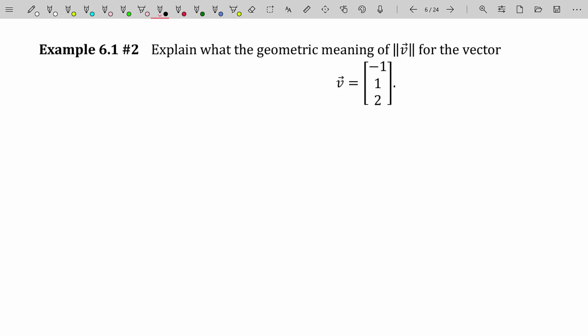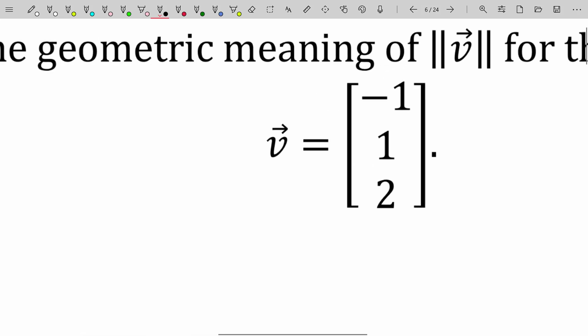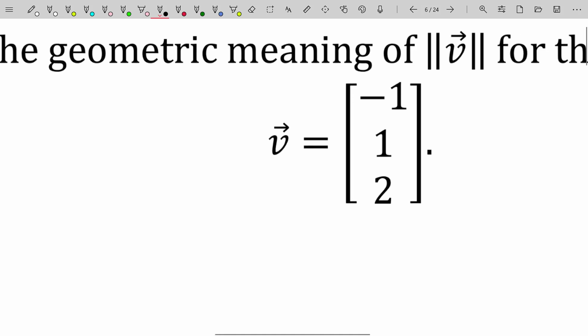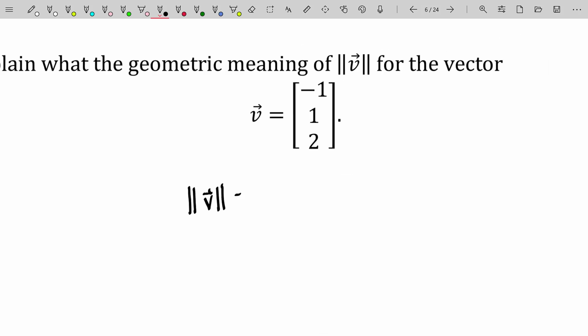So let's go ahead and explain what the geometric meaning of the norm of V is for the vector V equals negative 1, 1, 2. Now, we could easily compute that. It's not too terrible. But what is the meaning of that?